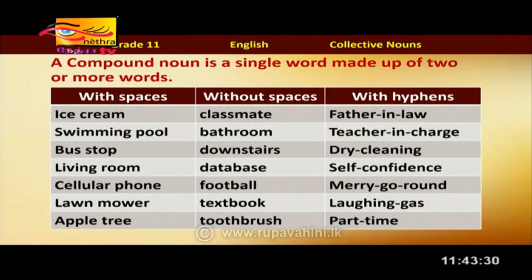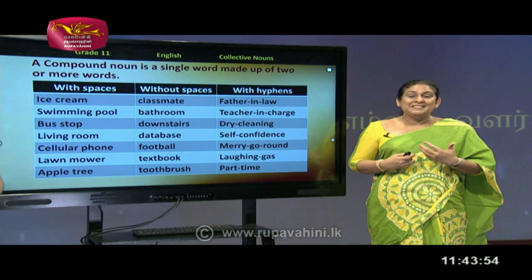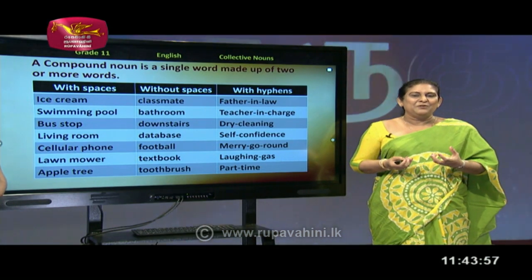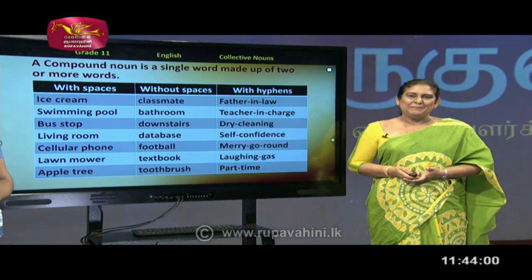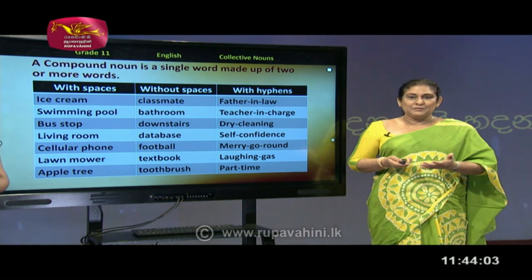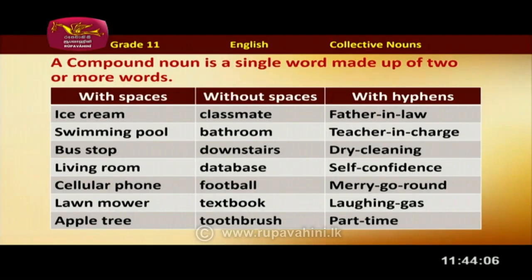Right. Now children, there are three ways how to form compound nouns. Yes. In some words, we have a space in between the words. For example, ice cream. But when we were small, can you remember there was a hyphen in between ice cream? Yeah, I often wrote in that way, I think. Now children, with the passage of time, these change, because now it's a very common word, so we use it without a hyphen there. Swimming pool, bus stop, living room, cellular phone, lawn mower, apple tree. So you can see there is a space in between the words.